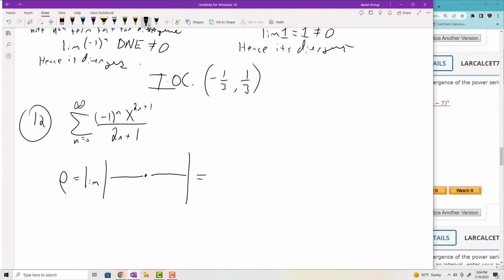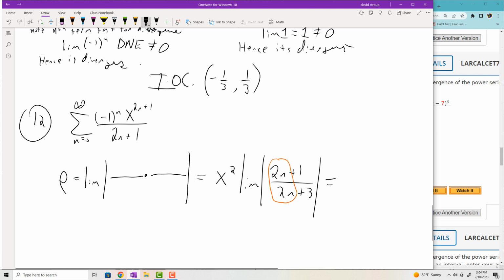Once you evaluate that, it'll equal x squared times the limit of the absolute value of 2n plus 1 all over 2n plus 3. And then the limit of 2n plus 1 over 2n plus 3, you could just circle the high degree terms in the numerator and denominator. It'll be 2 over 2. Limit of 2 over 2 is the same as limit of 1. Limit of 1 is 1. So you end up with x squared. So real easy quiz this time. You just have to fill in those blanks.